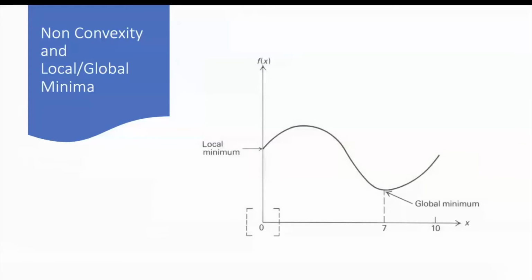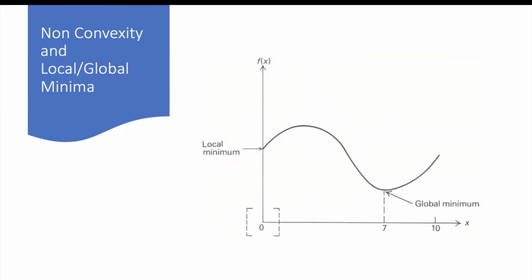One of the issues to keep in mind during solving a nonlinear program is non-convexity. At times, the problem may contain a local minima and a global minima. Suppose that we are to minimize f(x) with x between 0 and 10. The point x equals 7 is optimal. Note, however, that in the indicated dashed interval, the point x equals 0 is the best feasible point.